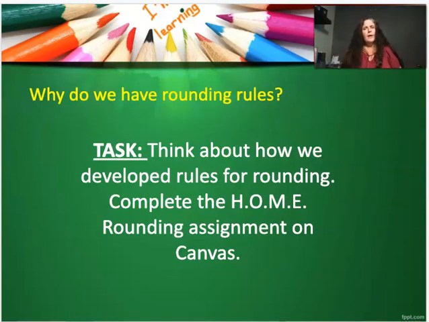Have you ever thought about why we have rounding rules? That's a great question. You have an assignment on Canvas that's a rounding assignment that would be a great thing for you to do. I don't think it's too challenging. There's some videos that go along with it. So if you're really struggling with another assignment, that might be one, or the writing large numbers would be a great one to jump to.